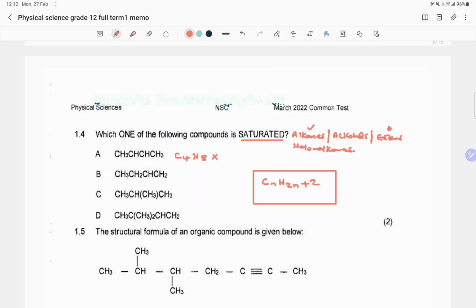This one is 1, 2, 3, 4, so again C4. How many hydrogens here? 3, 5, 6, 8 as well. So we've got H8 again. So again, this one only covers half of our formula, and that is alkenes, so that is incorrect.